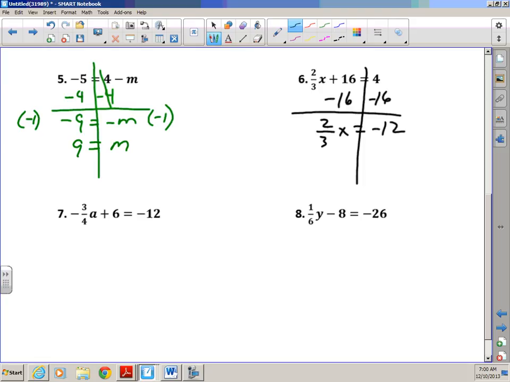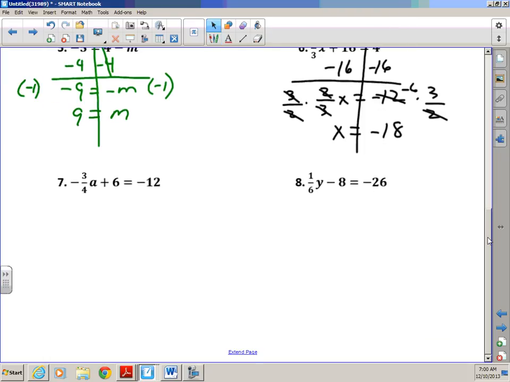Now, if you recall from yesterday, we used our reciprocal here. What's the reciprocal of 2/3? 3/2. Everything here cancels to a 1, which is what we're looking for. I can cross cancel here to get negative 18.